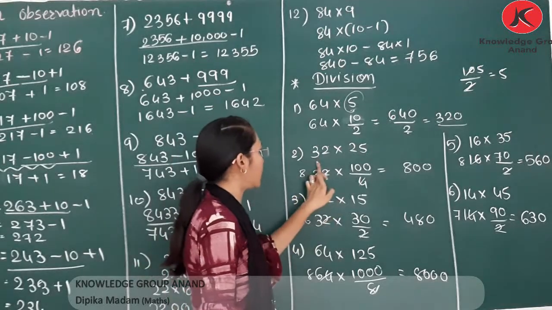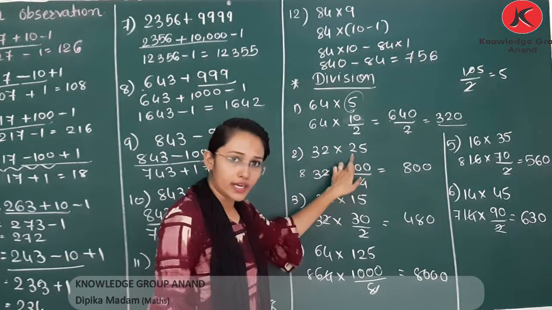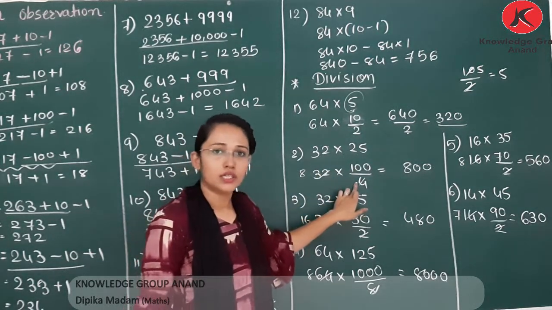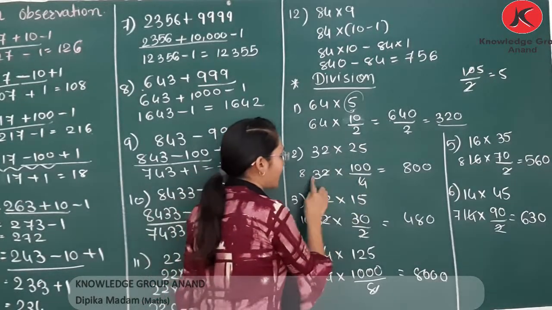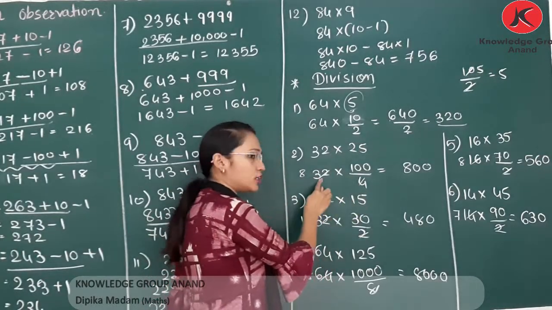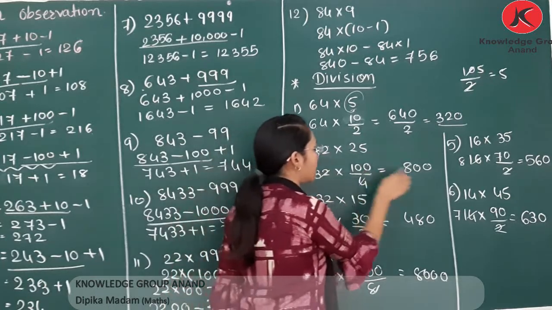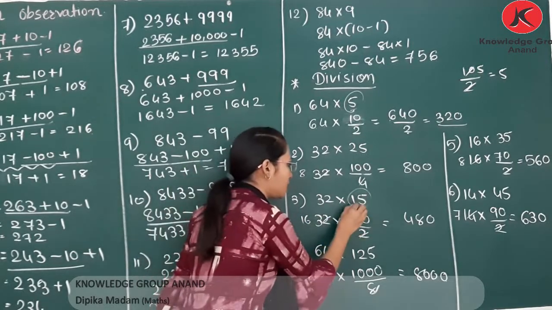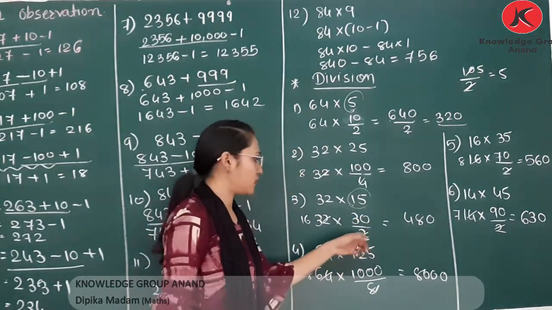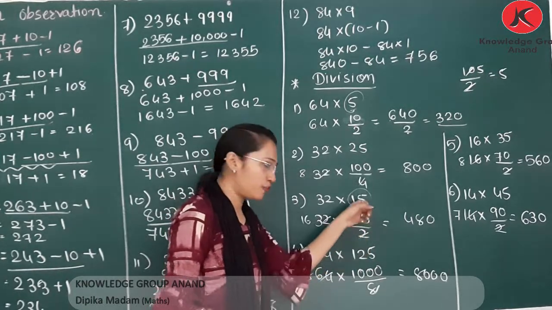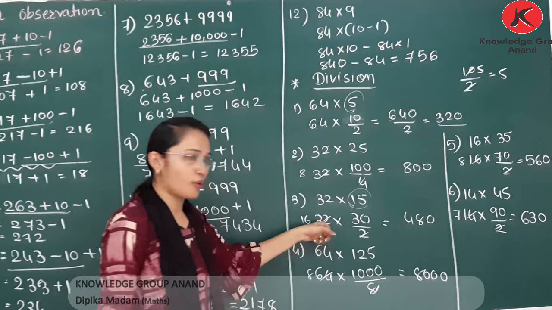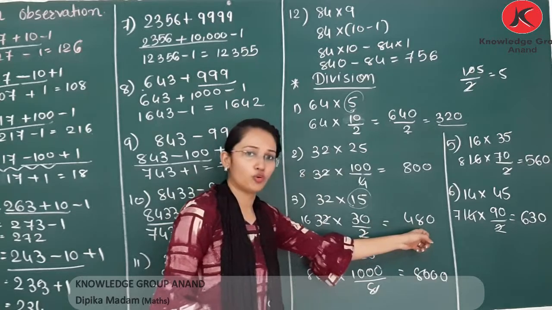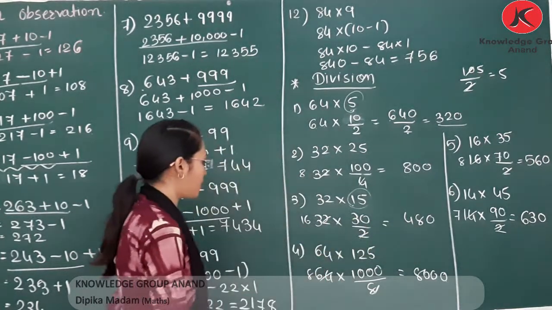One more. 100 divided by 4 is what? 25. Now what you have to do? You can cut the common factor. 4 8s are 32. So now 8 is multiplied with 100. It is 800. 32 multiplied by 15. So 15 can be written as 30 by 2. Okay, 15 2s are 30. So 30 by 2 is 15. Now you can cut the common factor. 16 2s are 32. 16 is multiplied with 30. You will get 480.